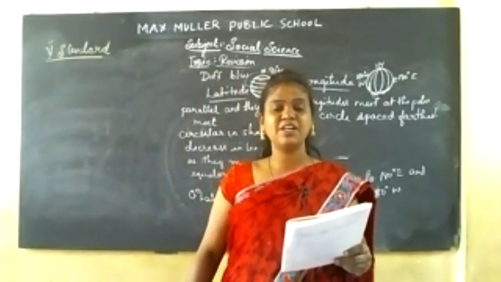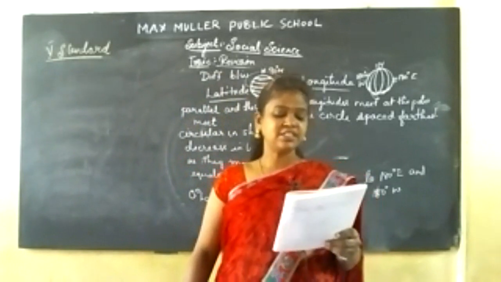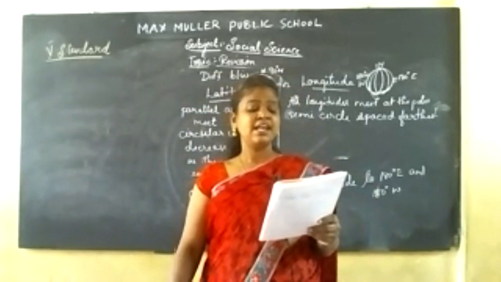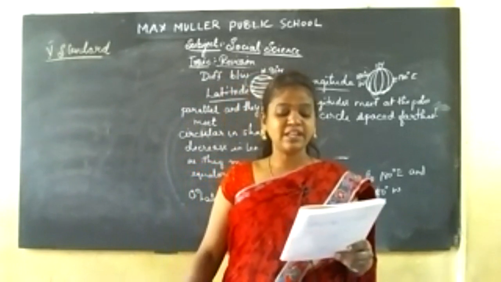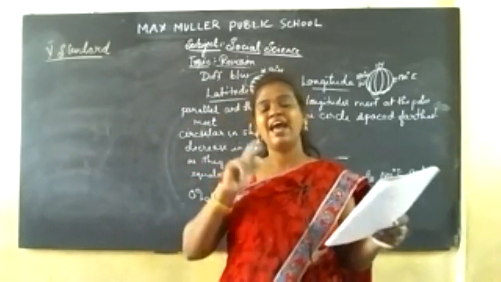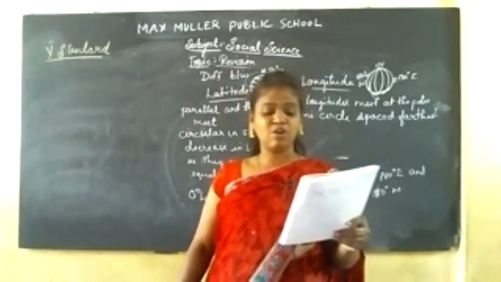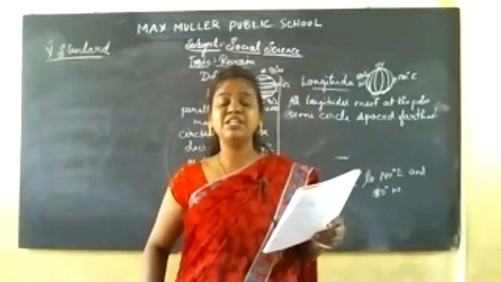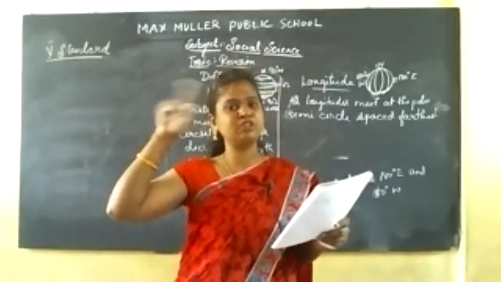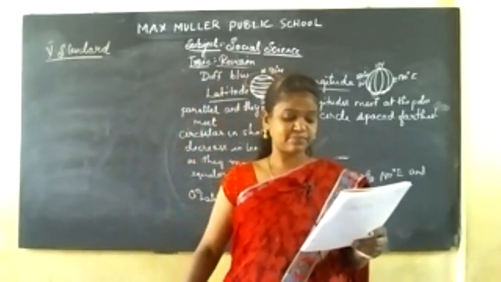So you are going to write some of the differences between the latitude and the longitude. The first difference: latitudes are parallel, so they never meet each other. Whereas in longitudes, all longitudes meet at the poles. So all the longitudes will be meeting at the poles, the North Pole and the South Pole.